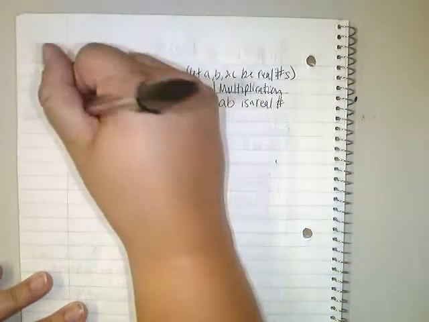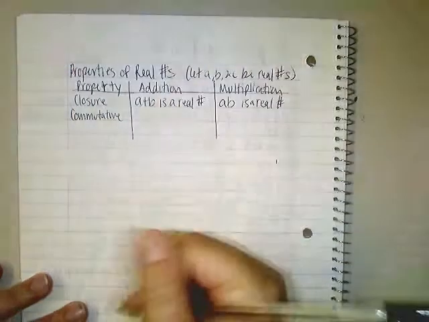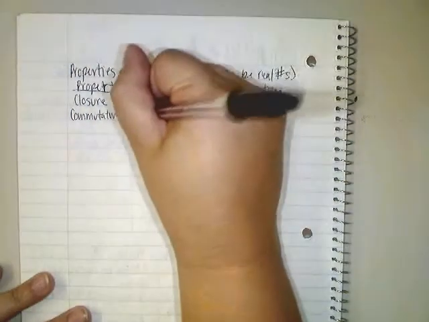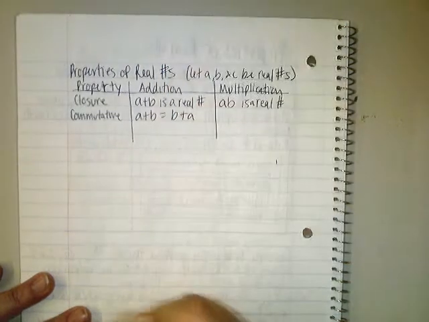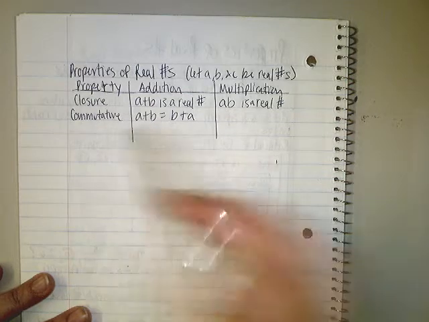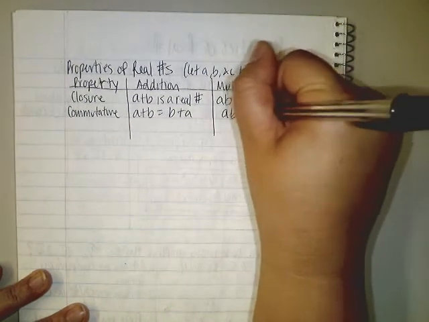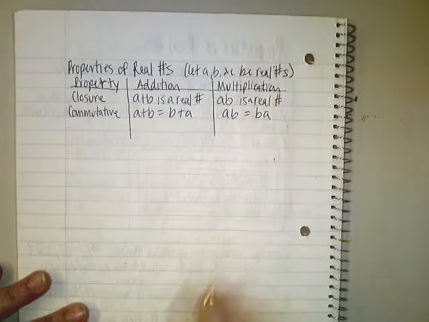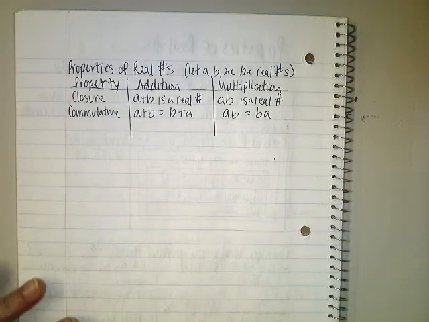The commutative property says that a plus b is the same as b plus a. So it doesn't matter what order you add those two real numbers, you'll still have the same sum. And similarly with multiplication, a times b is still equal to b times a. It doesn't matter which order you multiply them, you will still get the same value.